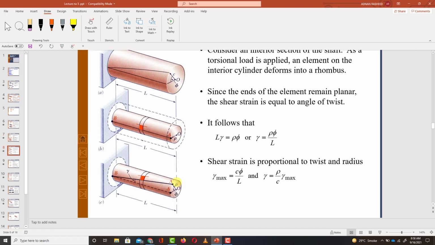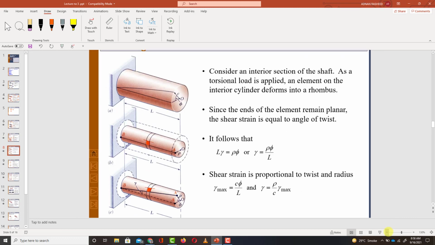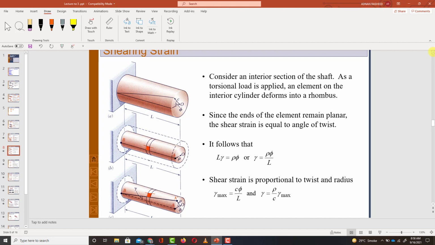Okay, so we will continue further for finding the shear stress, shear strain and angle of twist as well. So this is the same thing.